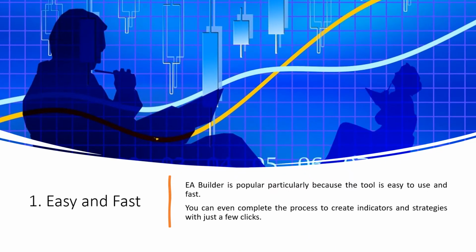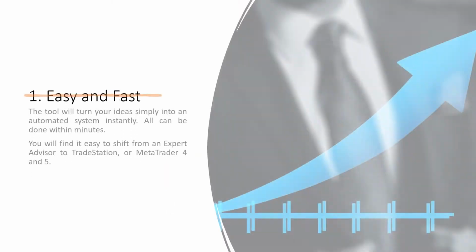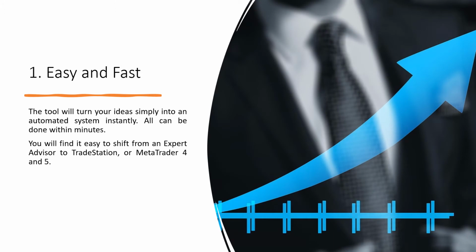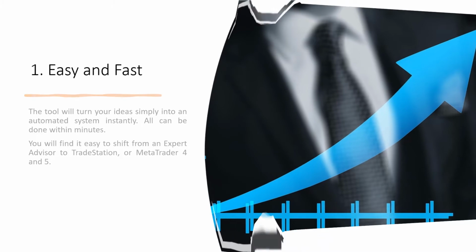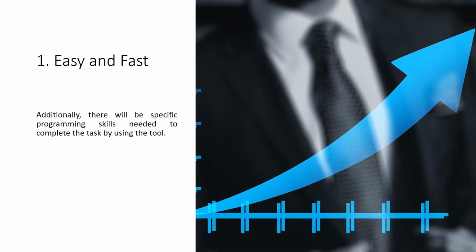1. Easy and fast. EA Builder is popular particularly because the tool is easy to use and fast. You can even complete the process to create indicators and strategies with just a few clicks. The tool will turn your idea simply into an automated system instantly. All can be done within minutes. You will find it easy to shift from an expert advisor to TradeStation, or MetaTrader 4 and 5. Additionally, no specific programming skills are needed to complete the task by using the tool.